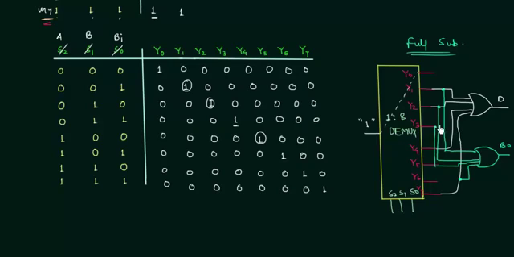So this is all that you have to do in order to obtain full subtractor by using 1:8 demultiplexer. A very simple topic and very important at the same time. In the same way, you can implement full adder that you can do by yourself.